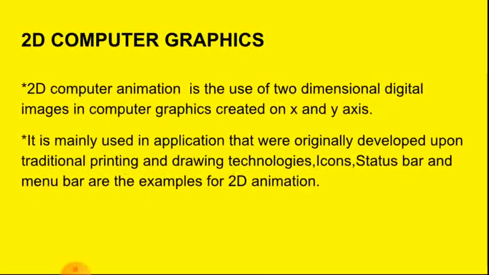2D computer graphics. 2D computer animation is the use of two-dimensional digital images in computer graphics created on X and Y axis. It is mainly used in applications that were originally developed upon traditional printing and drawing technologies. Icons, status bar and menu bar are examples of 2D animation.